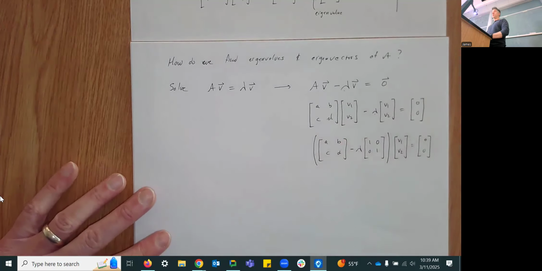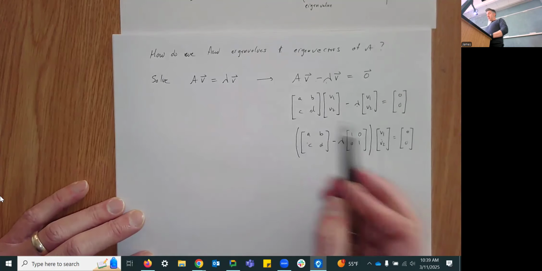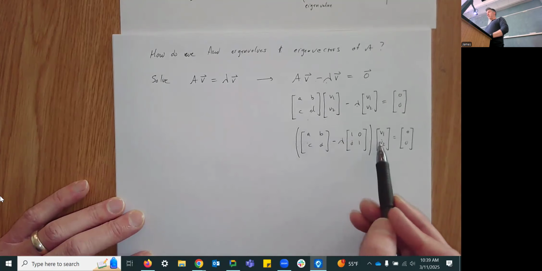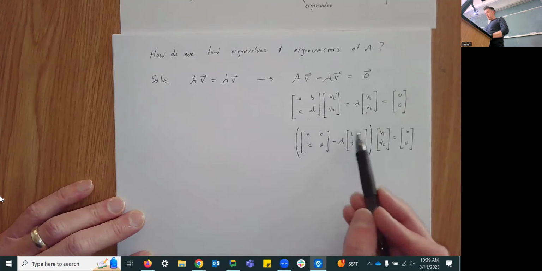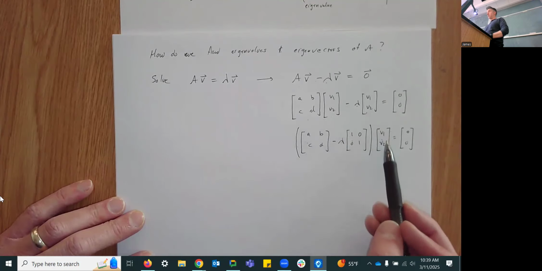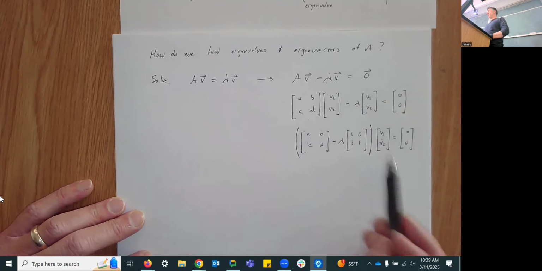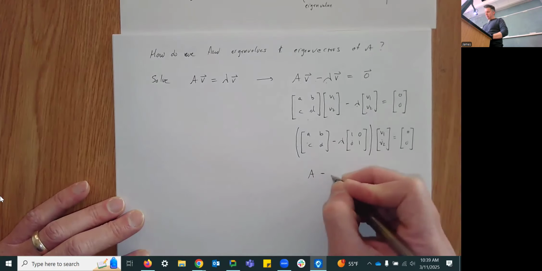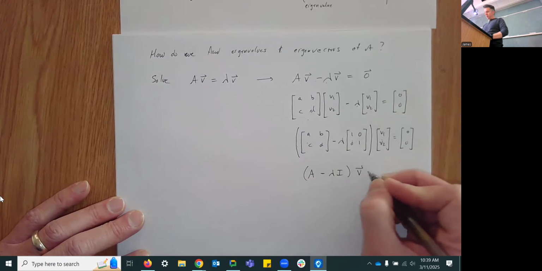So that if you were to do the distribution here, A, B, C, D times v1, v2 still gives us this, and lambda times the identity times v1, v2 still gives us lambda times v1, v2, because the identity matrix multiplied by the vector just gives you back that vector, and then you still have lambda times it. So that's how we deal with that. We don't usually show all this work. We just say, this is going to be A minus lambda times the identity matrix multiplied by the vector v equal to the zero vector.